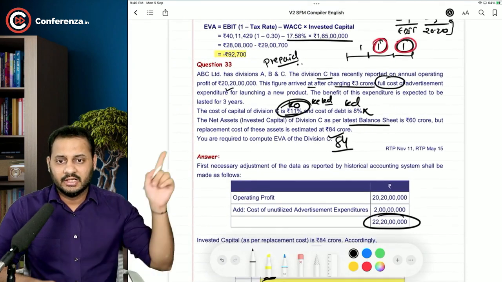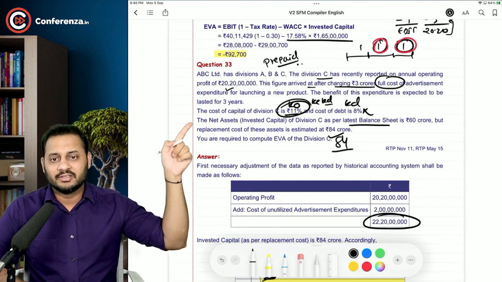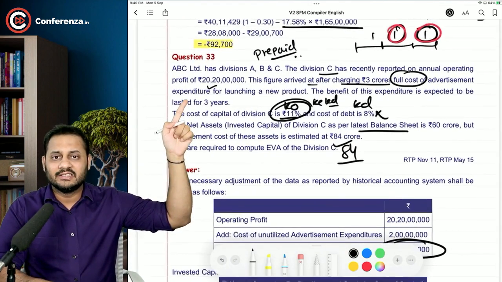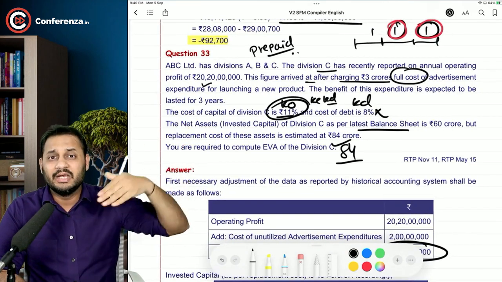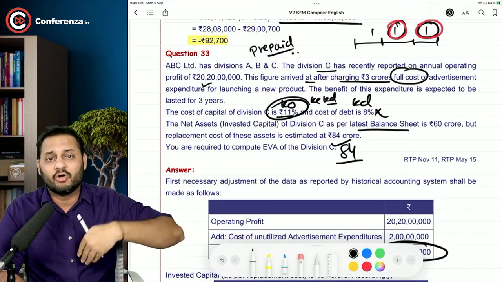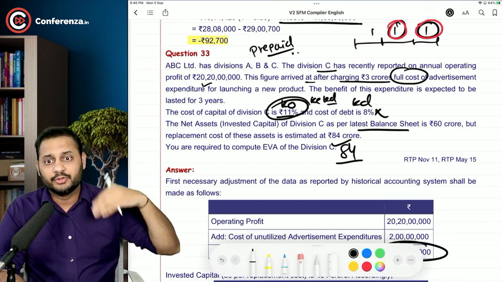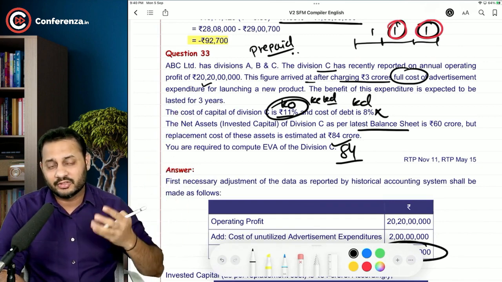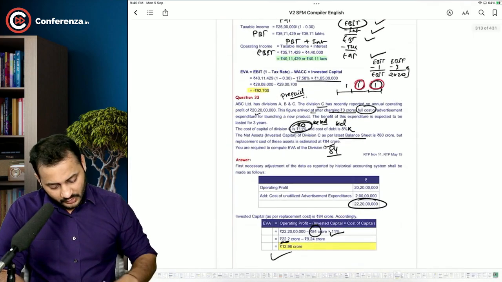So there are only two things to learn in this question. The first thing is the replacement cost has to be considered instead of book value, and the second thing is if there is something like prepaid expenses and you have deducted all of it in the first year itself, you should add it back because the rest of the 2 crore expense was not for this year. Cool.